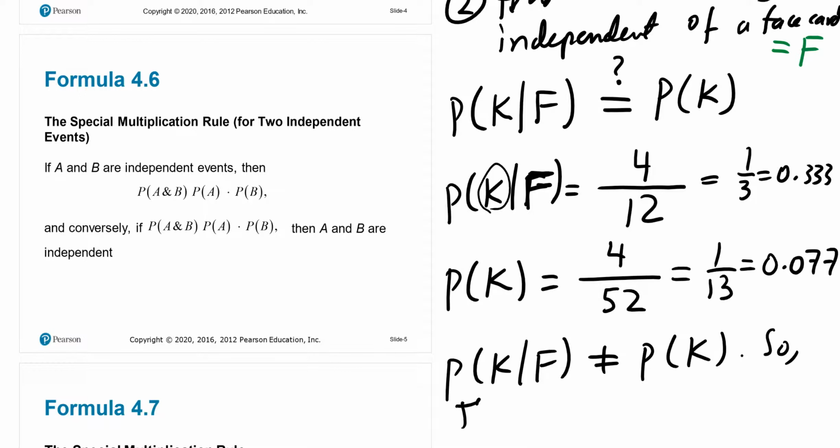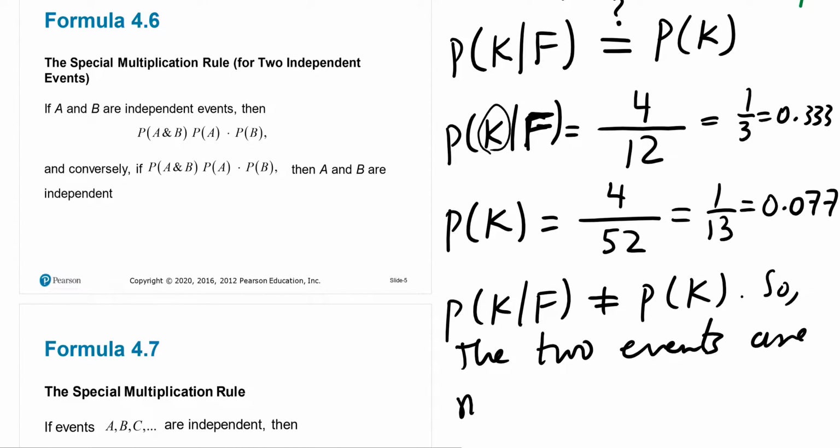So the two events are not independent. This is one of the best examples we use for independency.